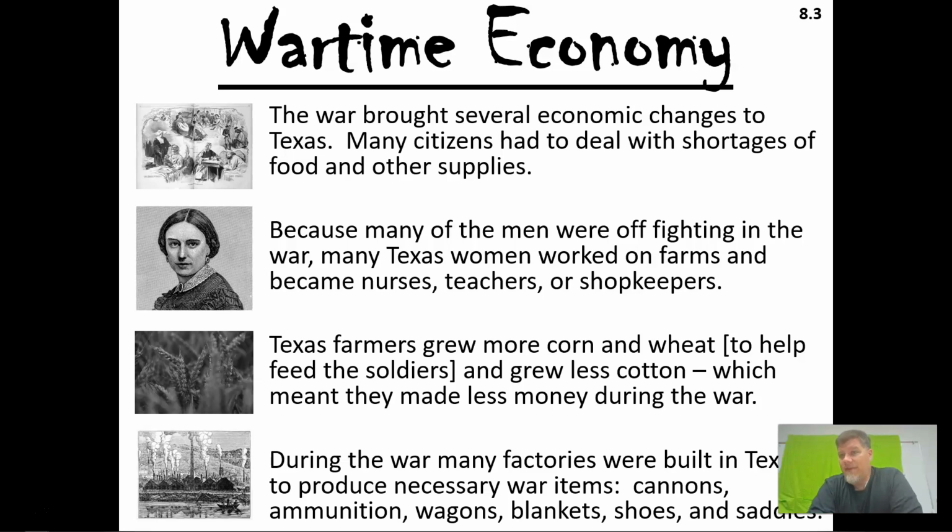During the war, many factories were built in Texas to produce necessary war items: cannons, ammunition, wagons, blankets, shoes, and saddles. And so we see throughout the Confederate States a growth of factories that didn't exist before this time because they needed these things to fight a war. So we do see the economy of the South change as a result of this war. It becomes more diverse. More things are produced other than cotton because of this wartime economy.